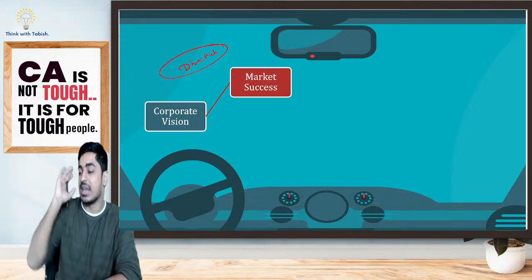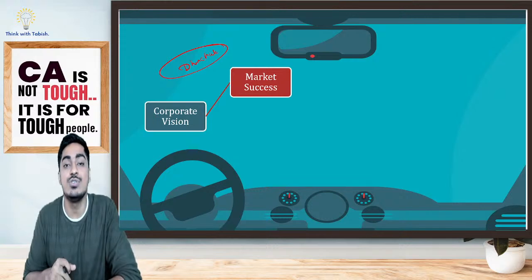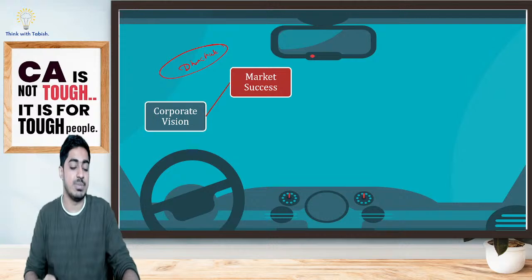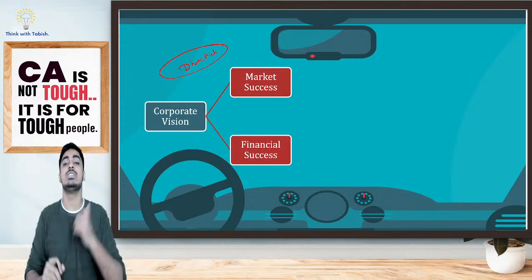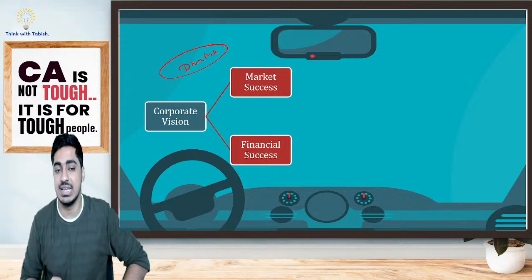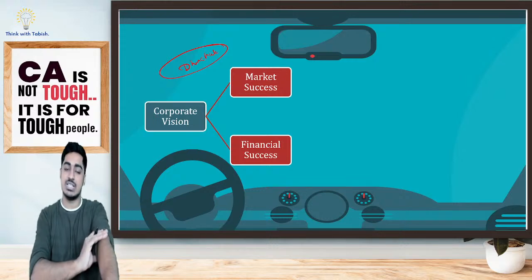That is one thing. However, in my market, my product is very successful, but I'm incurring losses. Is it of any use, students? No. I should be earning sufficient profit as well, right? So in my market, my product should be successful. At the same time, I should be achieving financial success as well. Is it clear? Ultimately, two things, students: market success and financial success.